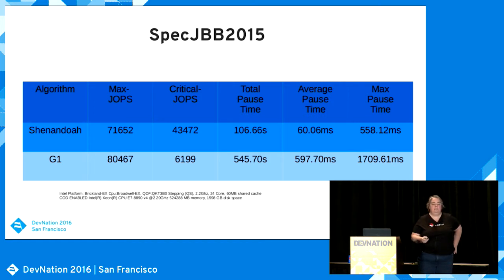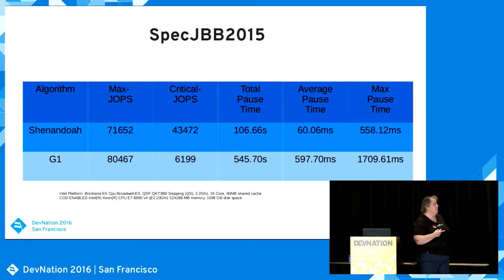SPECjbb 2015 is a benchmark, and it measures both end-to-end throughput, which is max-jOPS, but it also measures responsiveness. And that's what they call critical-jOPS. And you can see from this that we are about 10% off on end-to-end throughput. So you're taking a penalty for responsiveness. But if you look at the critical-jOPS, we are 7 times better. You're much more likely to get a response from the VM that's running Shenandoah.